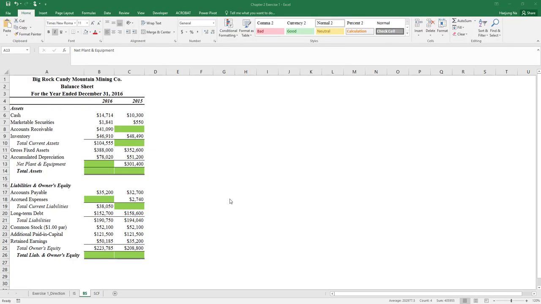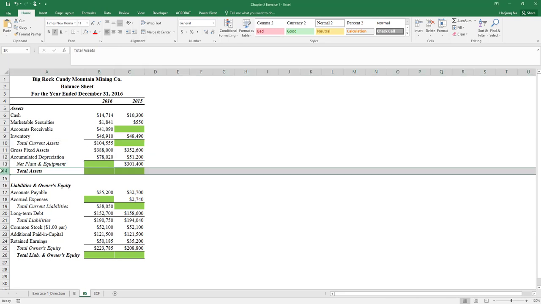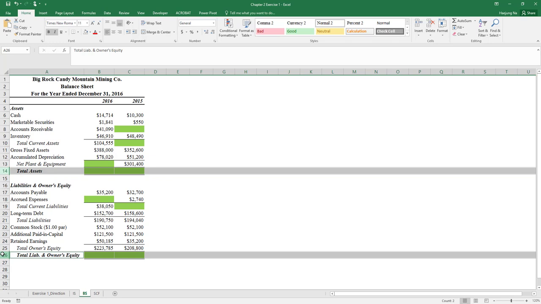Next, we will move on to the balance sheet. So you see Big Rock Candy Mountain's balance sheets for years 2015 and 2016. And the first thing you'll have to check when you see a balance sheet is that total assets and total liabilities and owner's equity balance. But unfortunately, you see both lines are blank.